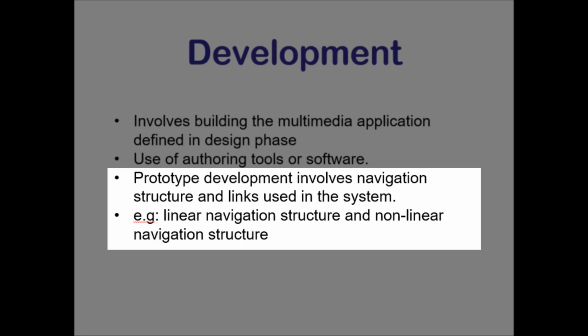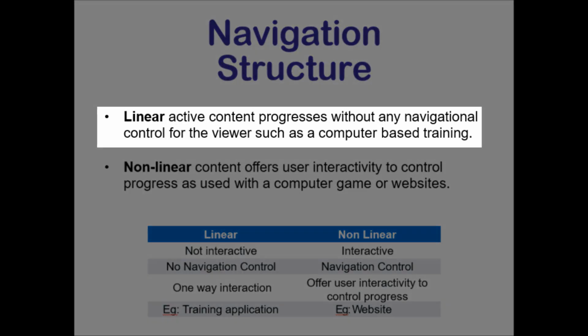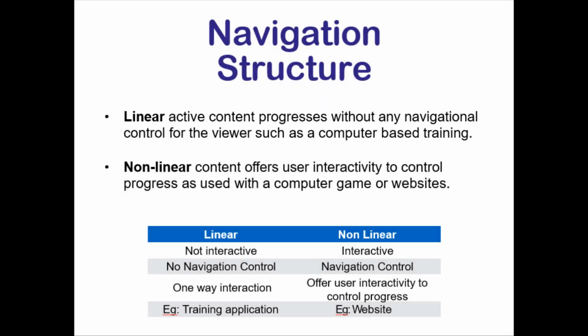Navigation structure can be linear and non-linear. A linear navigation structure allows the user to move through the application sequentially from beginning to end without any branching option, such as a training application that requires students to develop certain skills before moving to the next level.